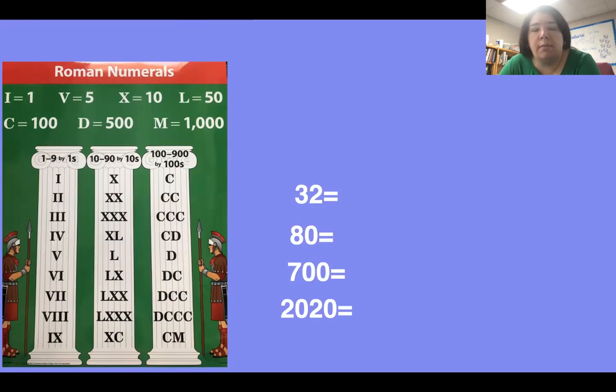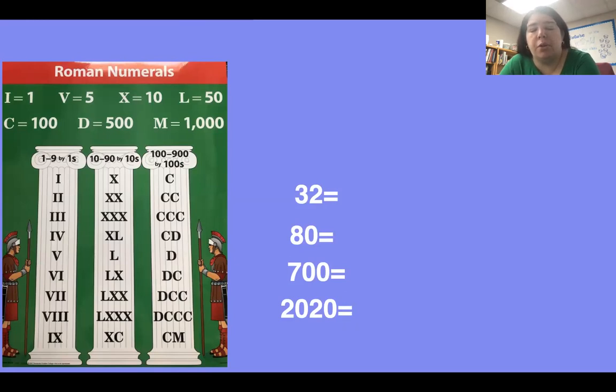I equals 1, V equals 5, X equals 10, L equals 50, C equals 100, D equals 500, and M equals 1,000. So you should know those by now. And like I said, we will teach you a cute little trick in 4th grade.